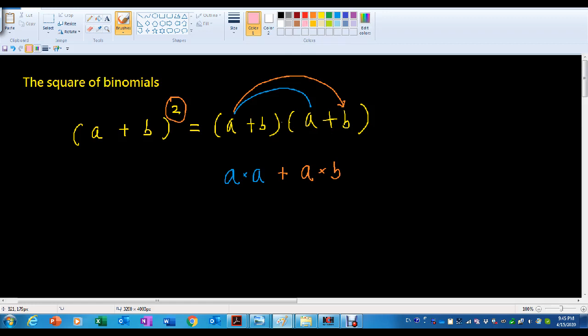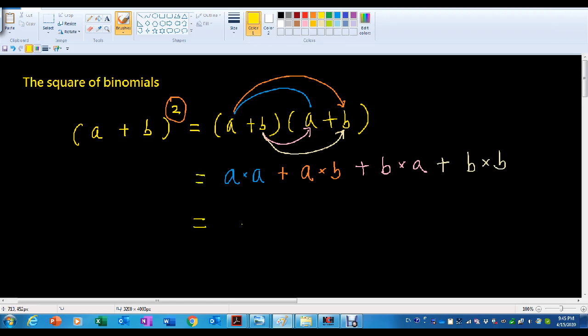How about the third one? The third one is I, which means inner. Inner means the second term of the first bracket and the first term of the second bracket, so that's b times a. The last one is L, for last, which is the second term of the first bracket and the second term of the second bracket. So that's b times b, and this is also positive. So we got all four terms.